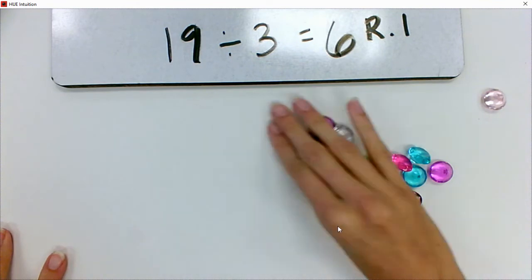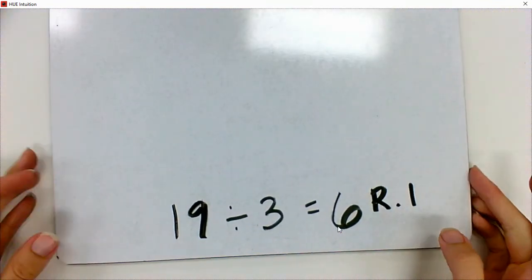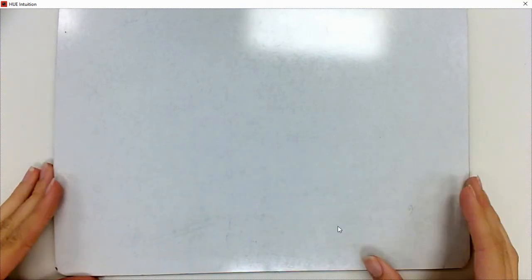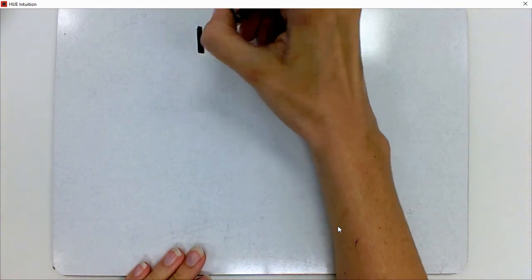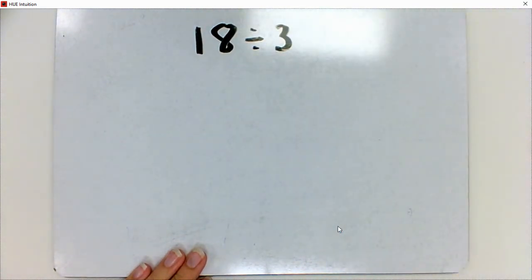Let's take a look at dividing using pictures instead of manipulatives. You don't always have objects like gems handy to help you solve a basic division problem. So instead, we can draw a picture to represent a problem. Let's start with 18 divided by 3 again and see if we can draw a picture to solve this problem.